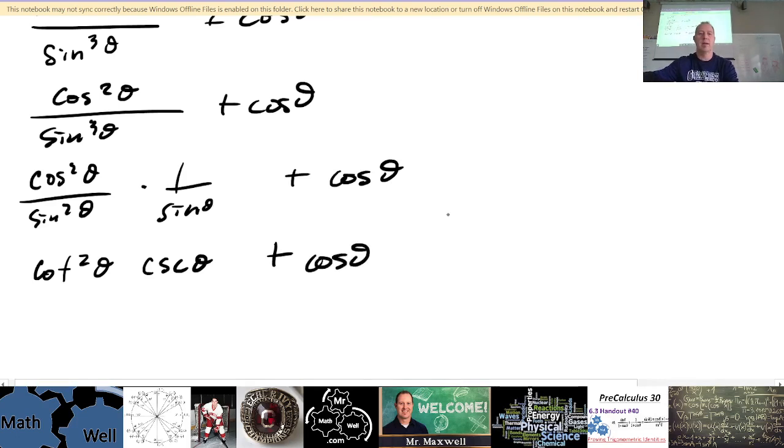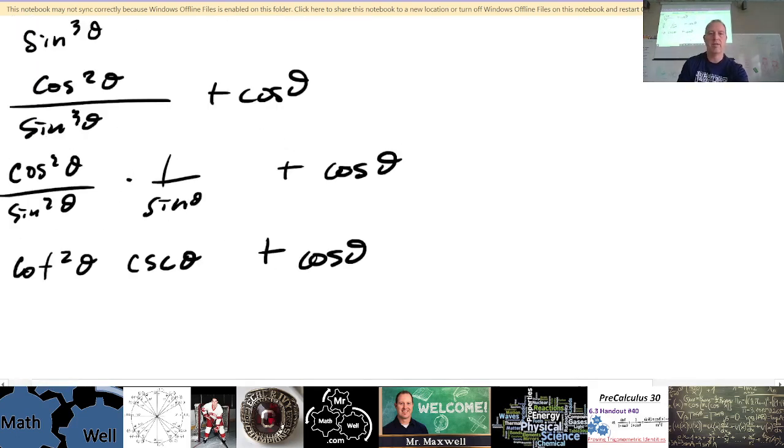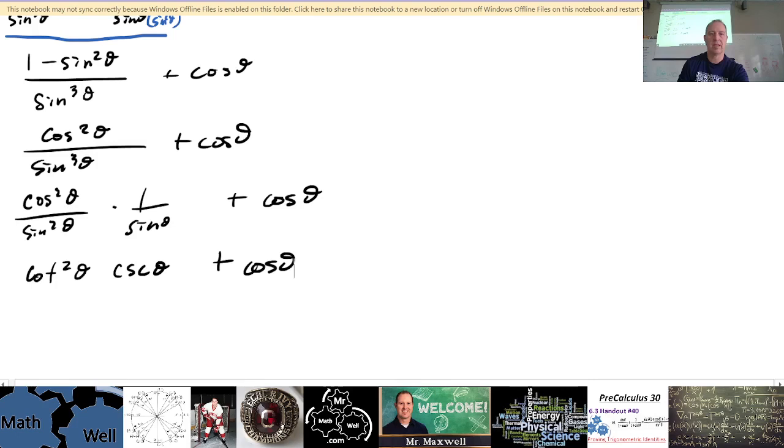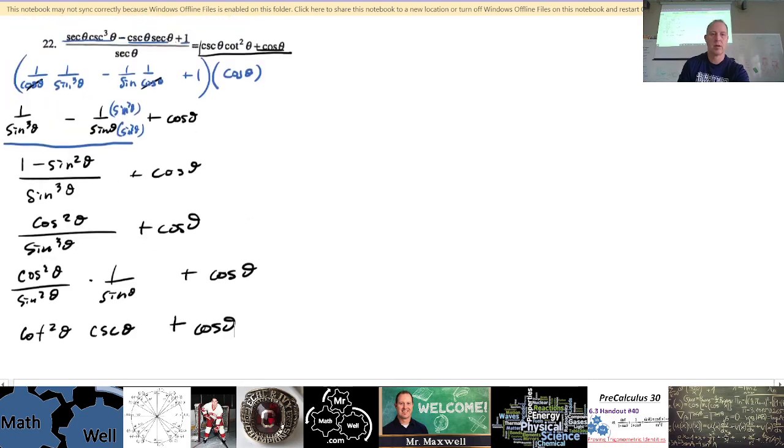plus cos theta, and I believe that is what we were going for. Let's see. Yeah, cosecant theta times cotan squared theta plus cos theta. So we are done.